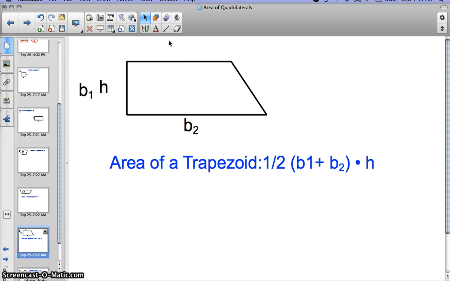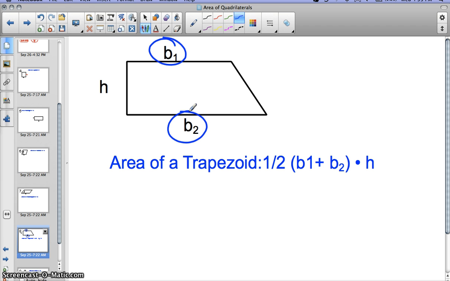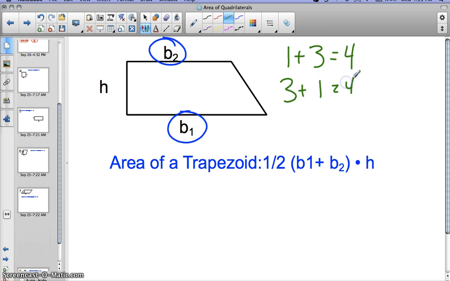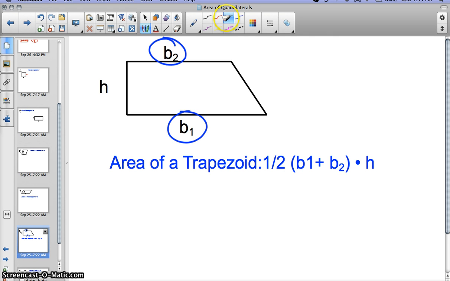So base 1, oh gosh, we just threw that all over the place. Let's try again. Let's grab our marker. Base 1, base 2. Somebody said, does it have to be base 1, base 2? What if I say base 2 is up top, base 1 is down bottom? I said that's perfectly fine, because when we're adding things together, if I add 1 plus 3, we're going to get 4. If I add 3 plus 1, we're still going to get 4. So again, it doesn't matter which one you call base 1, base 2. We just know that they are the parallel sides of a trapezoid.